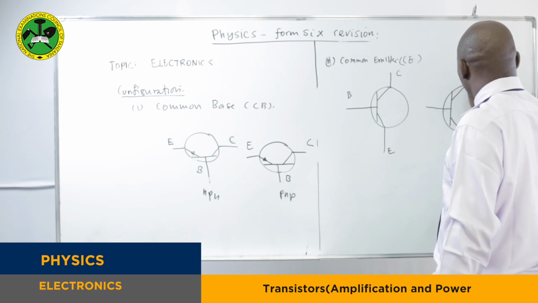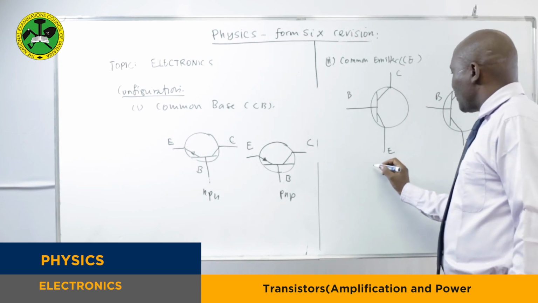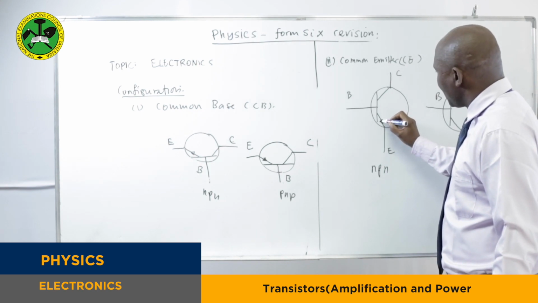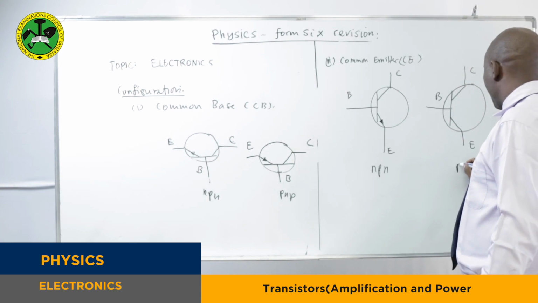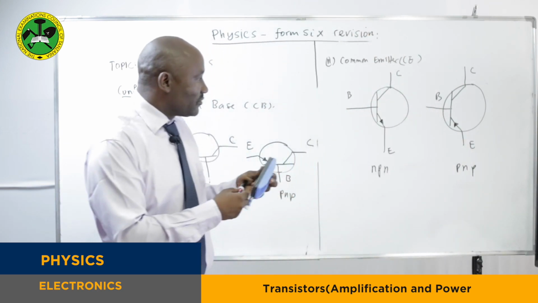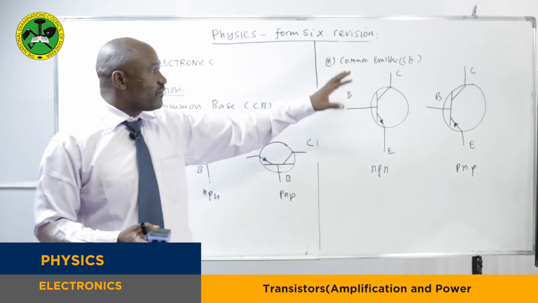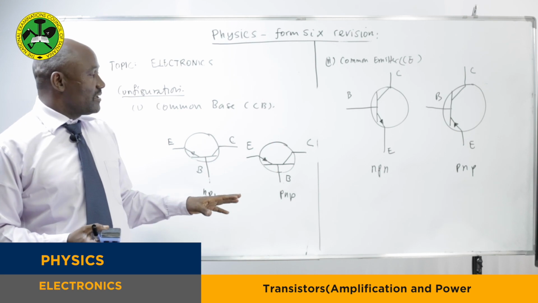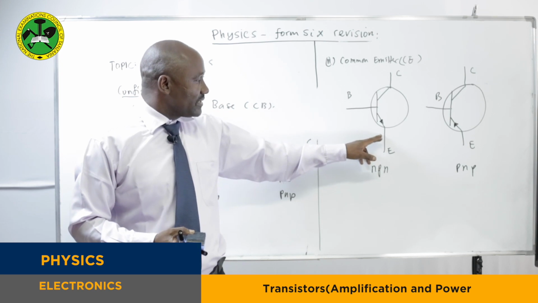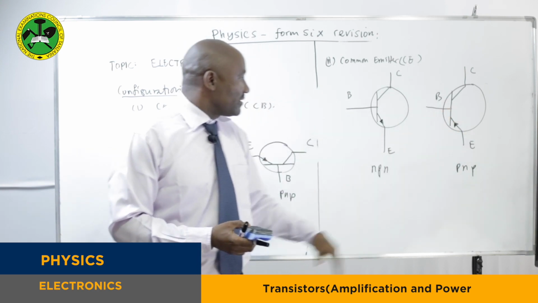You see now these two: collector, base, emitter. For the NPN, the arrow should be pointing outside. For the PNP, the arrow should be pointing in. So you should be able to identify the type of connection of a transistor from any circuit you are given. You can have the common base or the common emitter. The terminal on the ground is the emitter. This is the NPN transistor, and this is the PNP transistor.